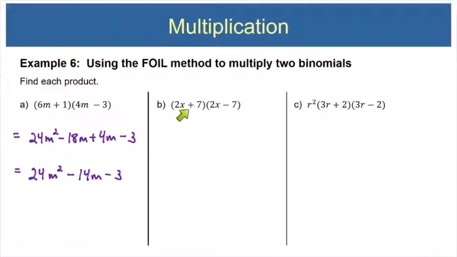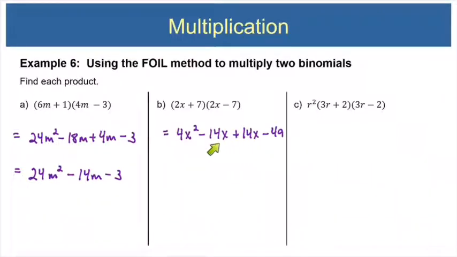Here in part B, we have another binomial times a binomial, so we'll use the FOIL method here as well. First times first is 2x times 2x, that's going to be 4x squared. Outer times outer is going to be 2x times minus 7, that's minus 14x. Inner times inner is 7 times 2x, that's going to be plus 14x. And last times last is going to be 7 times negative 7, so that's minus 49.